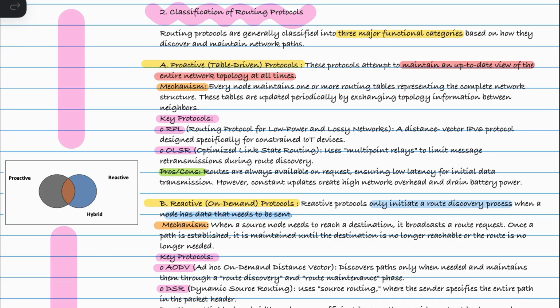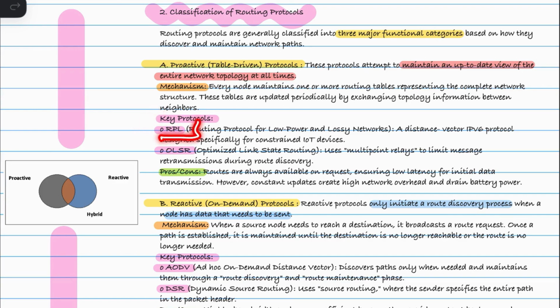Alright, so think of a proactive node as a meticulously organized traveler who updates a physical map every single morning before leaving the house. Every node in the network maintains a permanent live routing table that maps out the entire structure of the network. To keep this table perfectly accurate, the nodes are constantly whispering to their neighbors, exchanging background network topology information at periodic intervals. I hope you got this point, right? So what are the key protocols which are used in proactive?